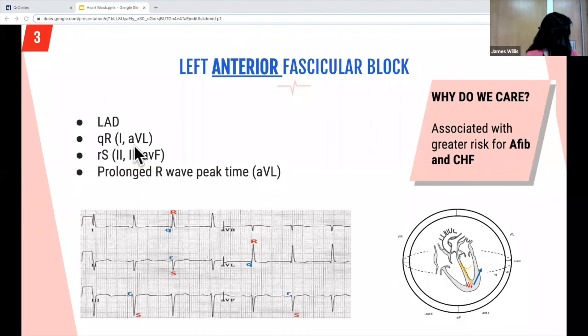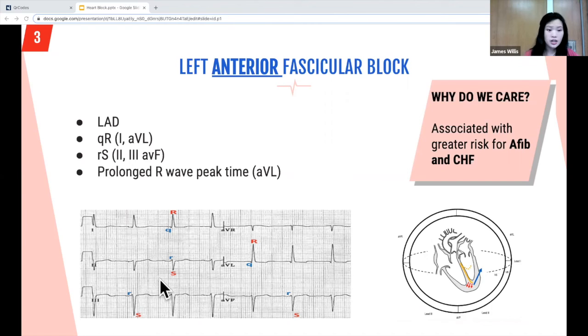You're going to have in your lateral leads, you're going towards it. So your lateral leads are going to be positive with a little Q. Your inferior leads are going to be negative with a little R. And then overall, you're going to have a prolonged peak time just because the depolarization is longer.